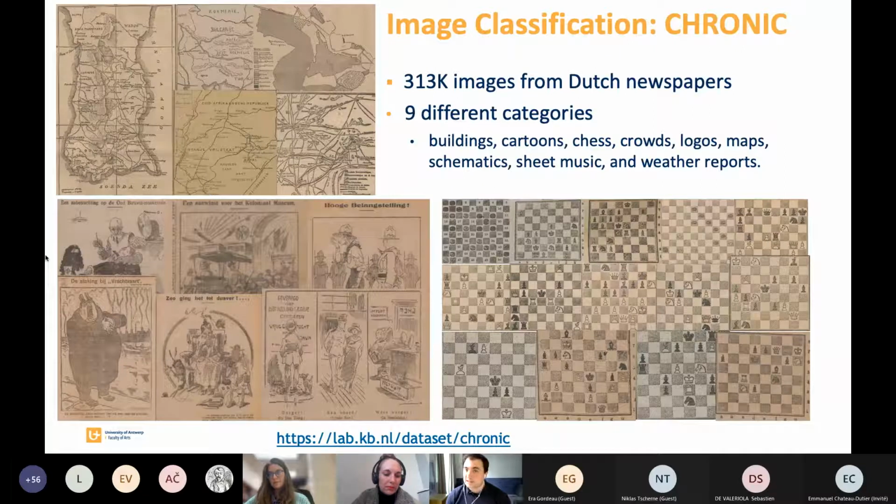The same goes for another category, for example, the maps. If you look at the thousands of maps in these early 20th century newspapers, you see that they are in fact very similar in a visual way. But we also had classification algorithms for buildings, crowds, logos, schematics, so that's more like building plans, that sort of stuff, sheet music, and I think that's it.